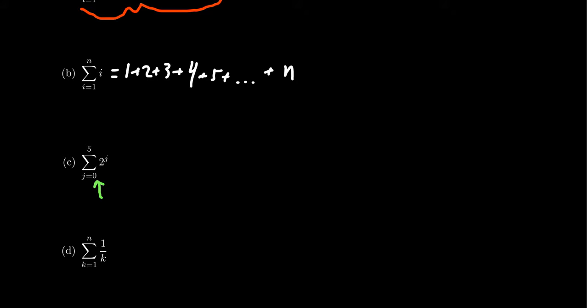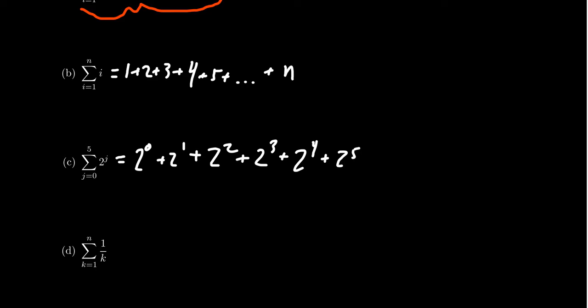If that's appropriate, we can do that. And this notation's built for that type of thing. So if we take the sum where j ranges from 0 to 5 of this sequence, we would take 2 to the 0 plus 2 to the 1 plus 2 squared plus 2 to the 3, 2 to the 4th, and 2 to the 5th. And so we can compute each of these: 1, 2, 4, 8.